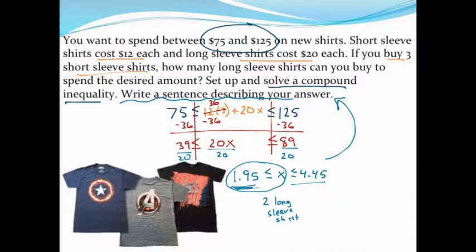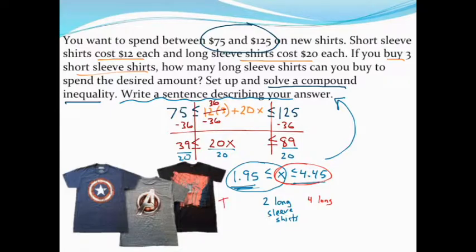But on the other hand, I can't buy more than... if I switch colors real quick, I have to make sure that x, how many shirts I buy, is less than 4.45 shirts. Again, I can't buy a decimal number of shirts. So at most, I can buy four long sleeve shirts. I'm just going to put four long for right now. That describes the range of shirts I can buy.